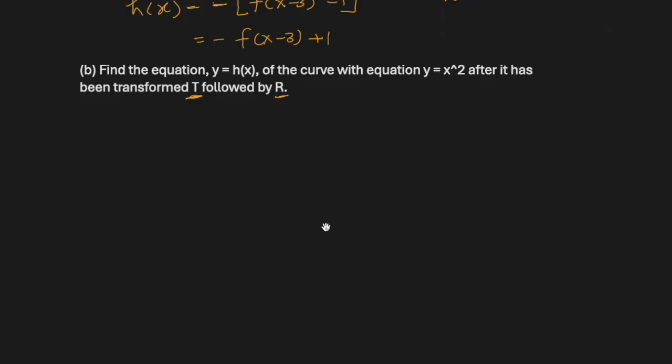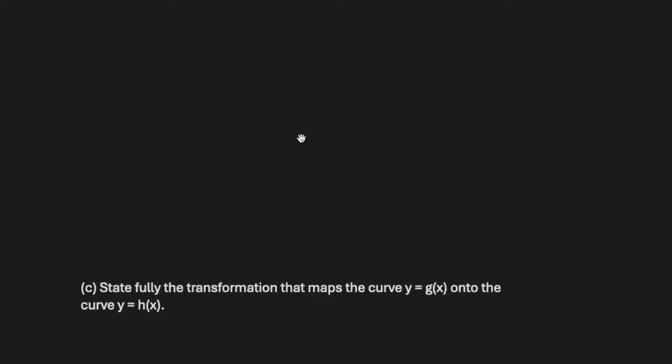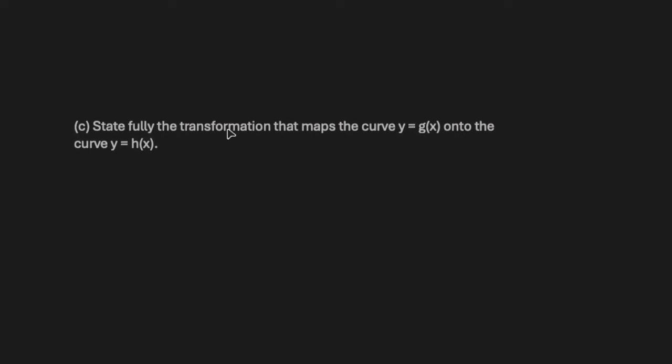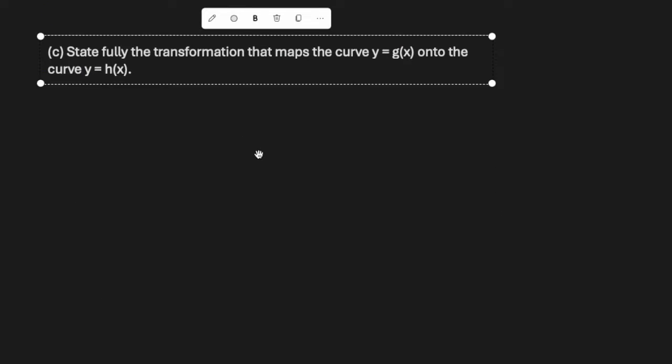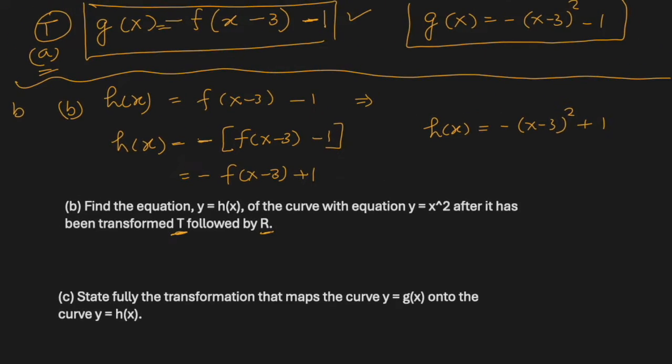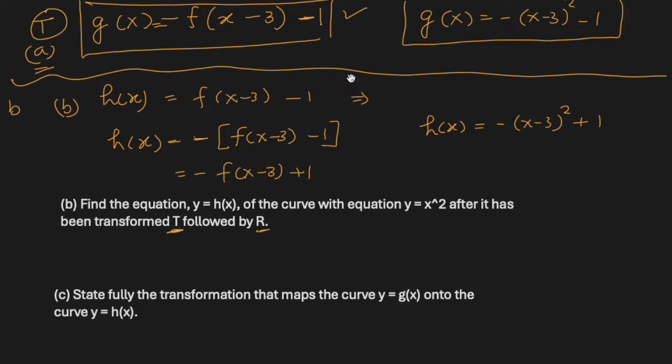Okay. There is C also. State fully the transformation that maps the curve g(x) onto h(x). g(x), this one becomes h(x).